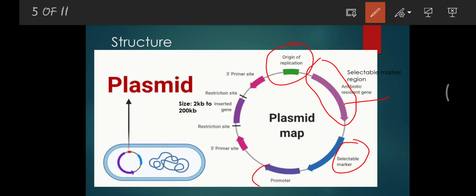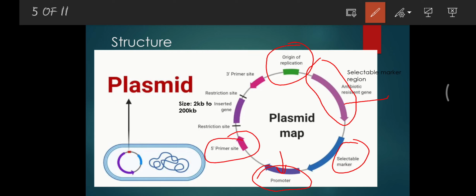Then the promoter region is present in the plasmid. This is the region where the transcription process starts. That means during the formation of mRNA, from DNA to mRNA, the DNA strand is broken down and then mRNA is synthesized by the process of transcription. So this promoter region includes a number of nucleotides responsible for transcription. So transcription will start in the promoter region only. Then the primer site.